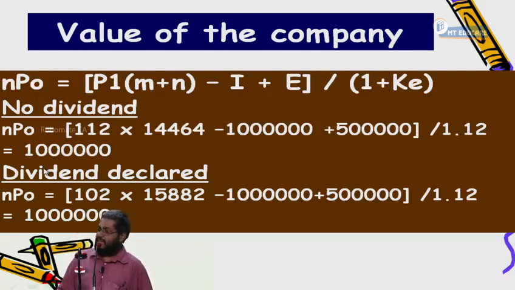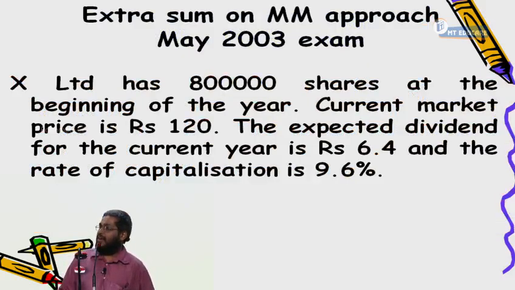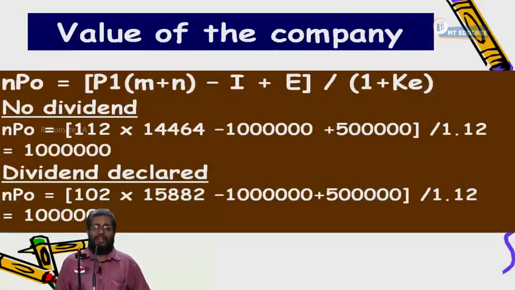If the dividend is declared, this 102 into 15,882. Every other number is the same here. Instead of this 112, the price becomes what? 102. But instead of 14,464, it becomes what? 15,882. The number of shares and share price will change, but the wealth remains what? The same only. It still continues to be 10 lakh rupees. Everybody, are you following or not? So this is regarding the Modigliani-Miller approach problem. Response, yes or no? Tell me.